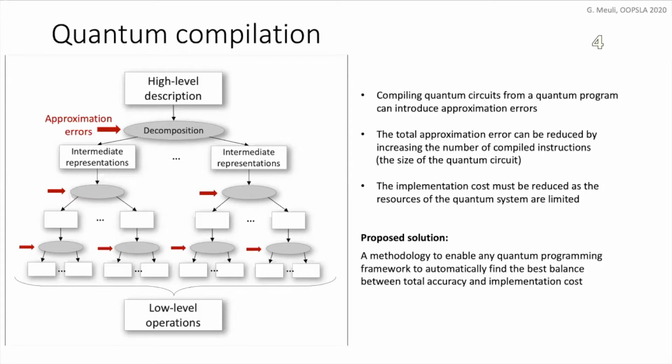We address this problem by proposing a methodology that automatically manages approximation errors and enables the programmer to find the best balance between accuracy and resources. We do so by exploiting symbolic resource estimation.